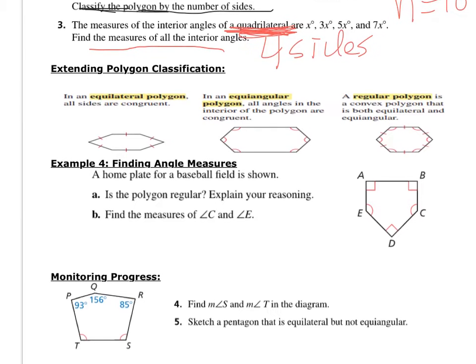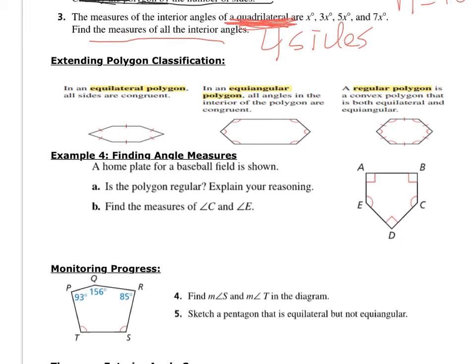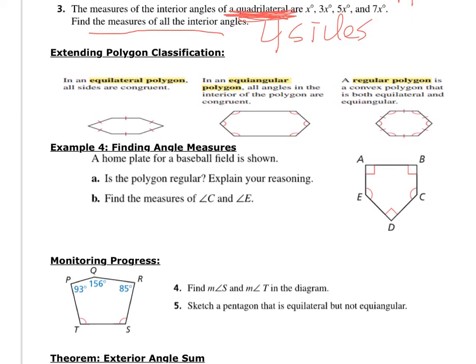Okay, so now we're going to go ahead and go to the extending polygon classification. A lot of these terms are things that we've already dealt with this year. For instance, an equilateral triangle. We dealt with equilateral triangles when we learned how to name triangles by their sides. And remember, an equilateral triangle meant that all the sides were congruent. So when we say an equilateral polygon, we're talking about it having all of its sides congruent.